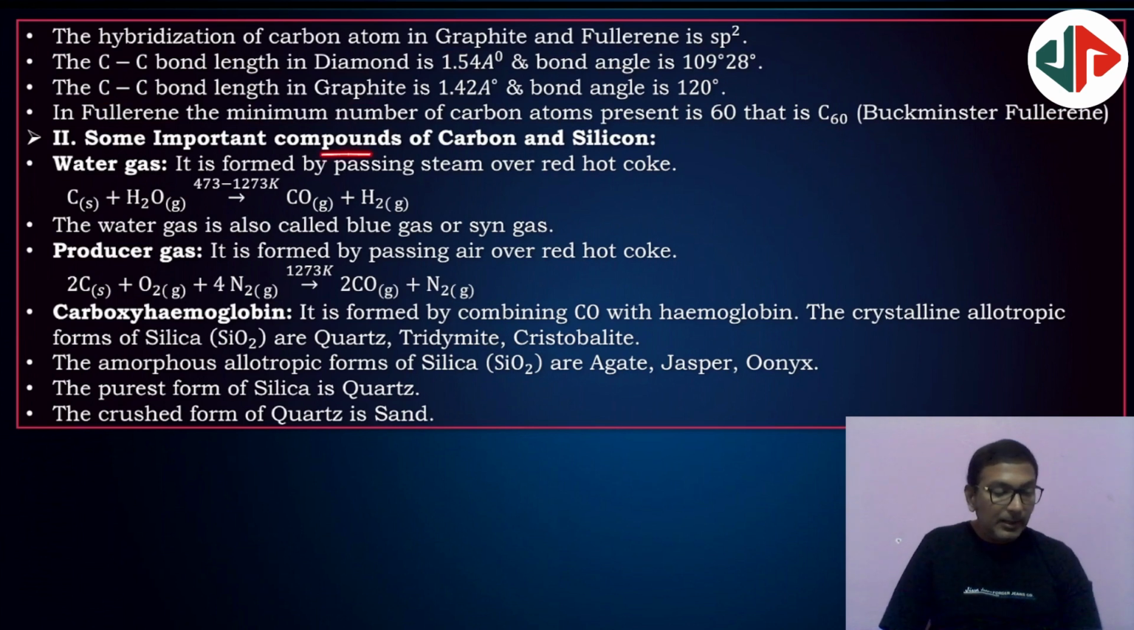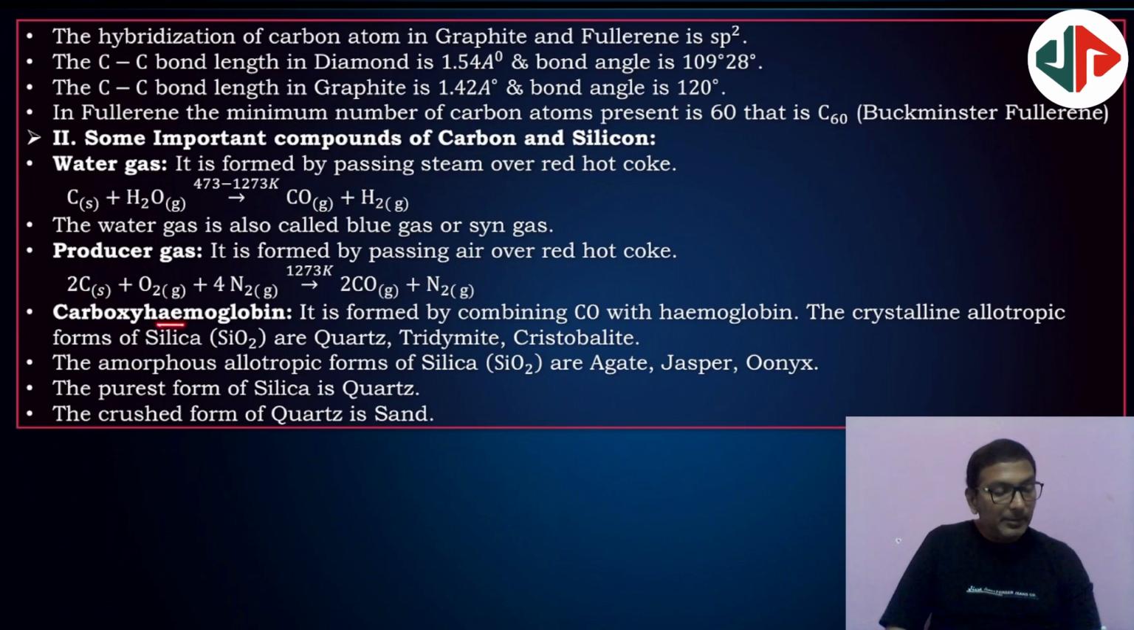Next, compounds of carbon and silicon. So here water gas. It is formed by passing steam over red hot coke. Coke is allotropic form of carbon. C plus steam gives CO plus H2. This is water gas or syngas or synthesis gas or simply blue gas. Next, producer gas. It is formed by passing air over hot coke. C plus O2 plus N2 gives CO plus N2. So water gas is combination of CO and H2. Producer gas is combination of CO and N2.